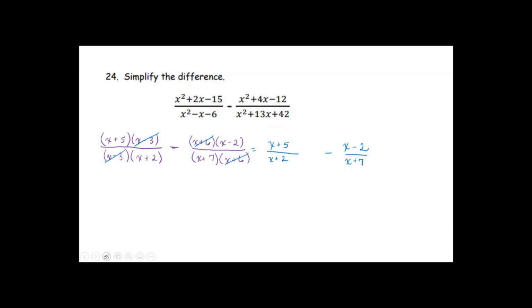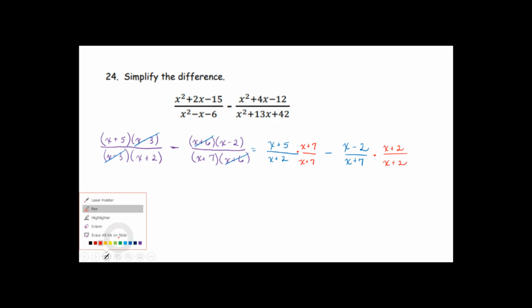So we need a common denominator. Our common denominator is going to be the x plus 2 times the x plus 7. So we're going to multiply this first fraction by the x plus 7. And we're going to multiply this second fraction by the x plus 2.